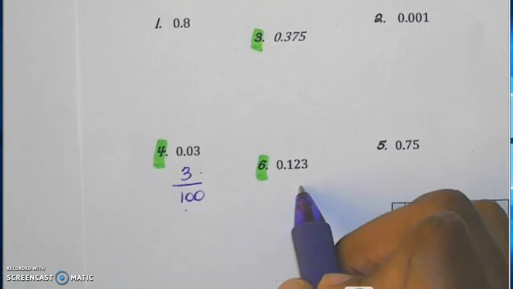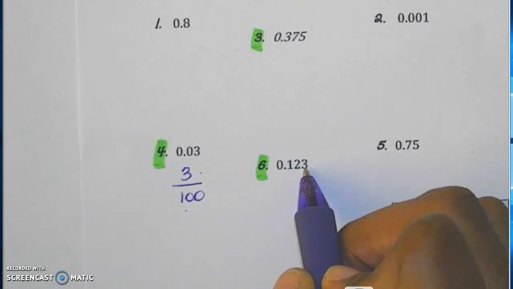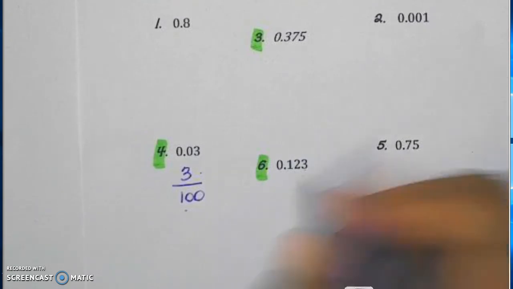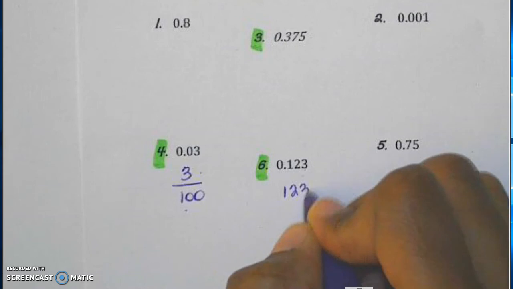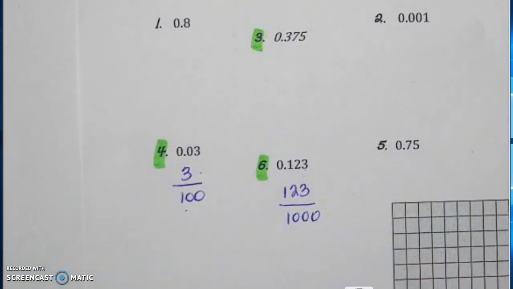Move on to number 6. 123 in the thousandths place. 123 thousandths. I'm going to write 123 as my numerator and 1,000 as my denominator. Again, if I add up the digits of the numerator, I know that it equals 6. So this numerator may be divisible by 3, but the denominator is not. So again, I am done. This is the simplest form for this fraction.